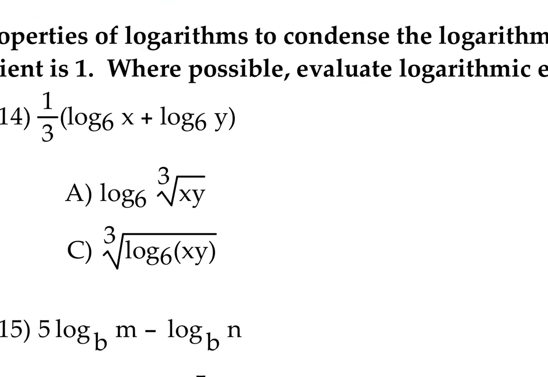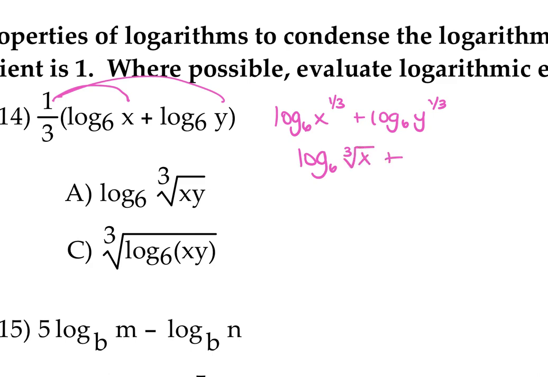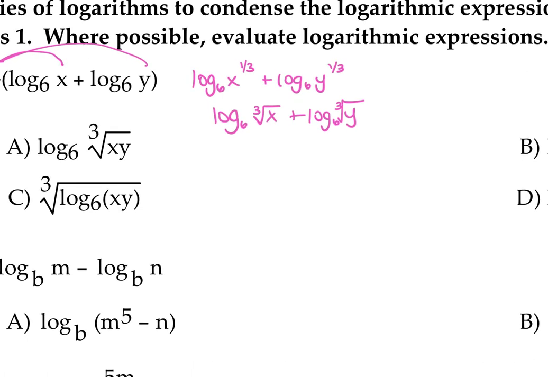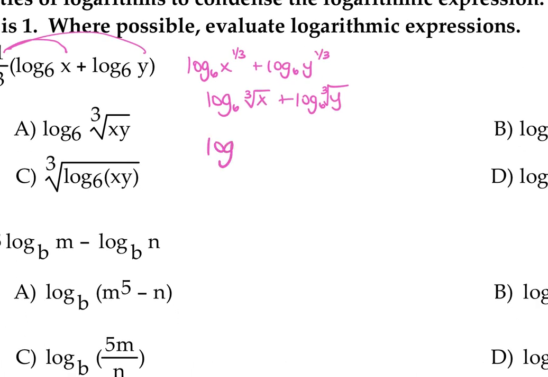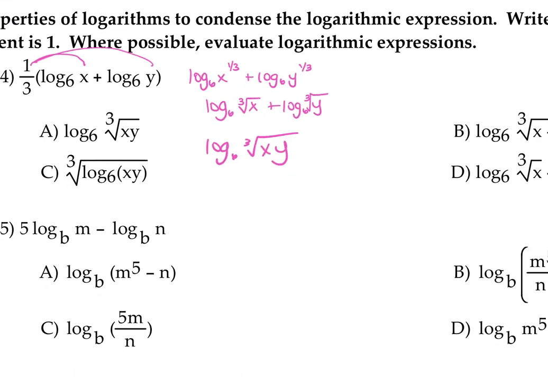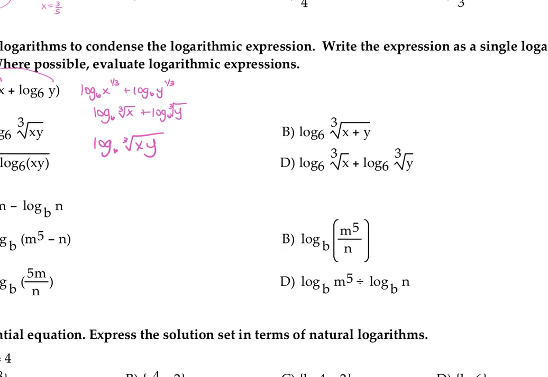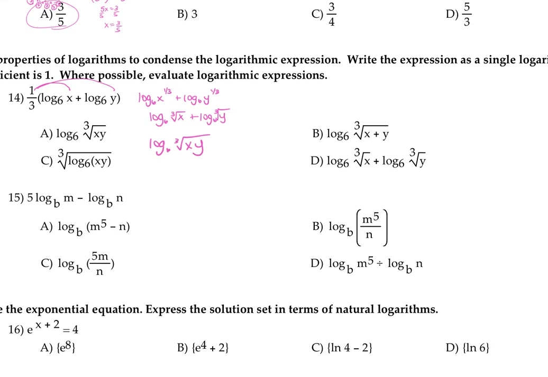So with 14, these are both going to get the 1/3 here. So this would be log base 6 of x to the 1/3 plus log base 6 of y to the 1/3. And that means that's the cube root of x plus log base 6 of the cube root of y. When it's addition, it becomes multiplication. So I can multiply these together because they both have the same index in the root, and I'd get log base 6 of the cube root of x times y, which is A.